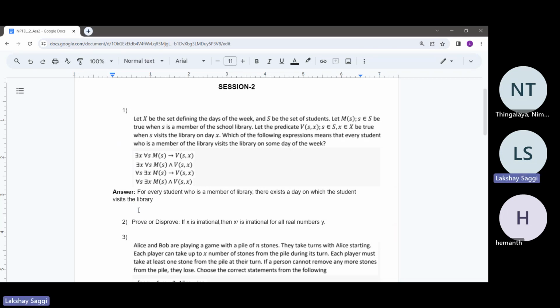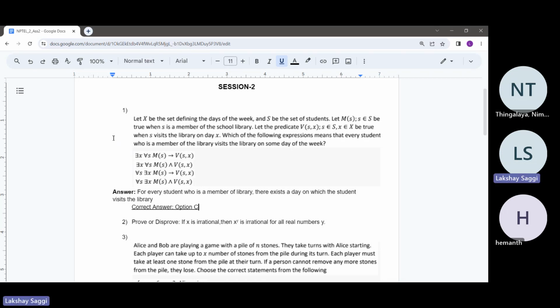So the correct answer here would be option C. Maybe I just underline the correct answer also so that we can see. This is because this option C says that for whoever student who's a member of the library, for that student there should exist a day on which the student visits the library.